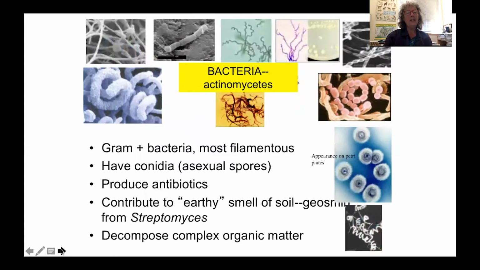Actinomycetes are filamentous bacteria, gram positive, but they are a kind of bacterium. They have conidia, asexual spores that help them survive and disseminate. They're the organisms that produce antibiotics that they use to compete below ground. That earthy smell of soil when it rains, geosmin, is produced by an actinomycete, and they're really important for decomposing complex organic matter. Their filamentous lifestyle may help in this.